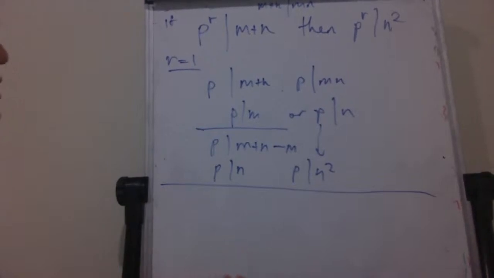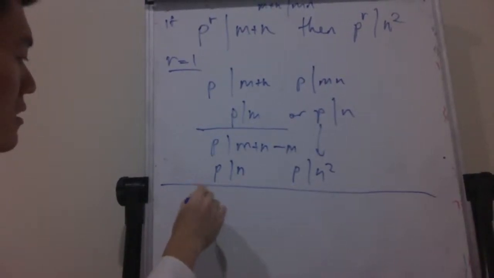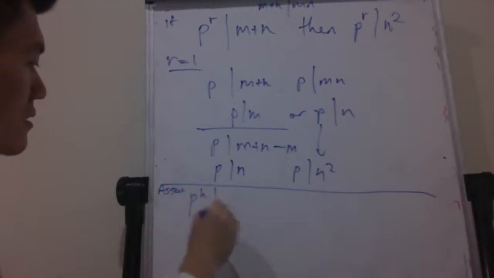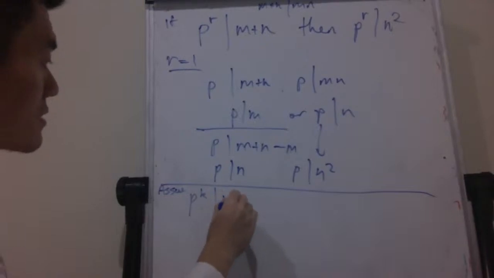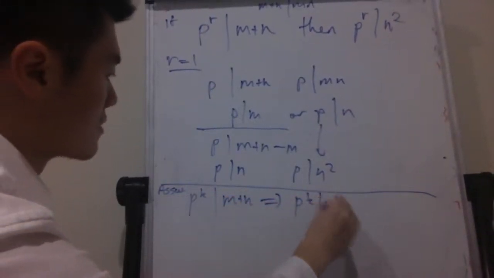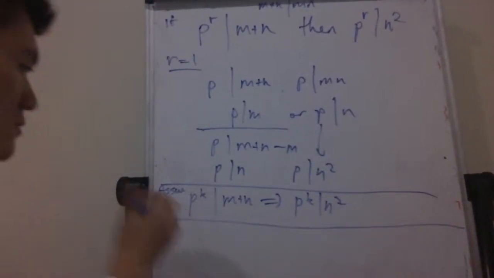You want to do this for induction? Okay. So let's say you have p to the k. Assume p to the k divides m plus n and implies p to the k divides n squared. Yeah, that's the assumption. So if you don't know induction, here's a good time to learn it.